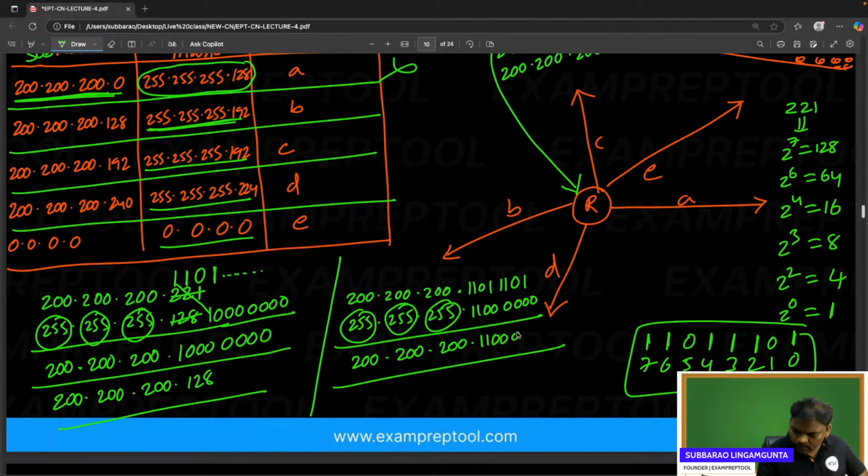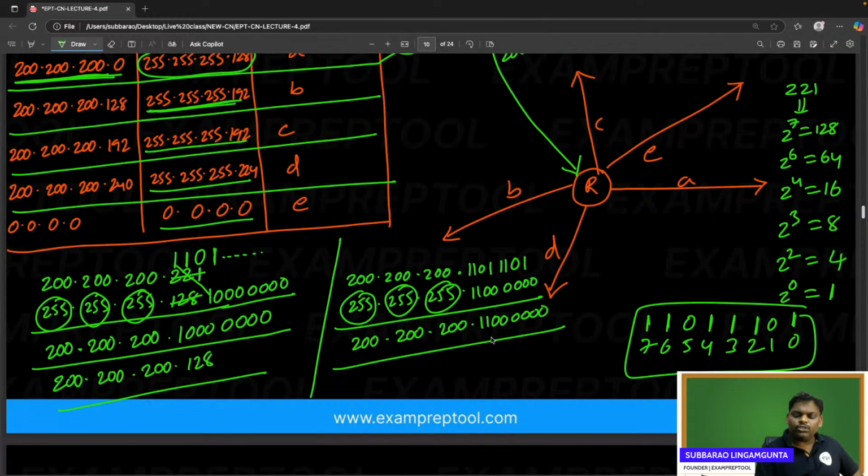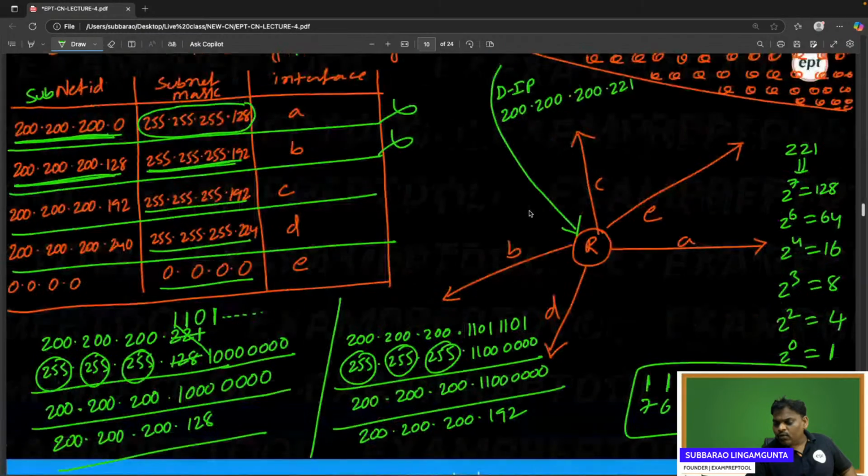It will become like this, which is going to be 192. 200.200.200.192. 128 plus 64, 192. Is it matching? Subnet ID, is it matching? No, it is not matching. So B also fails. So the packet which came with the destination IP, which interface does it have to go? A, no. B, no.